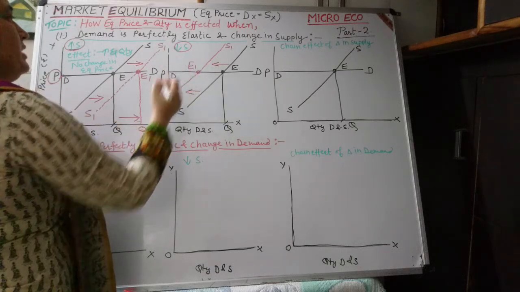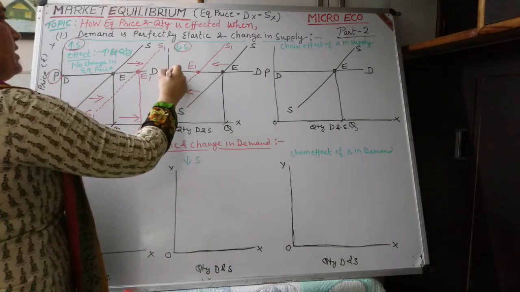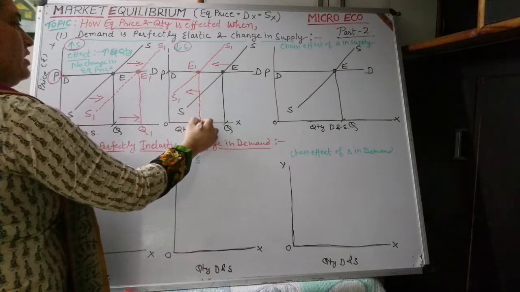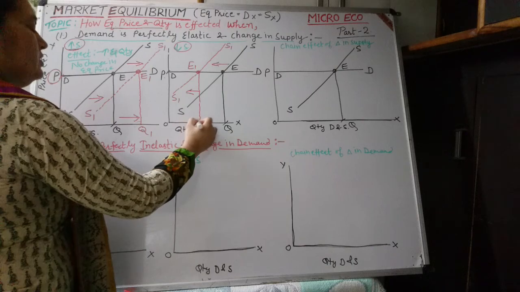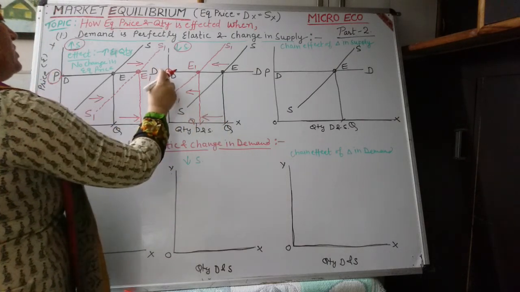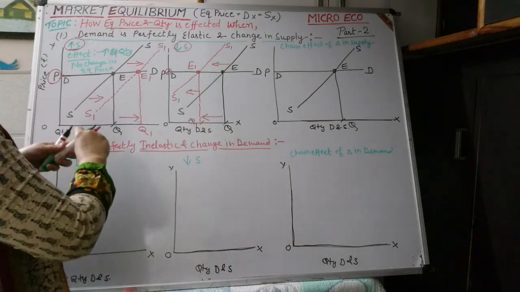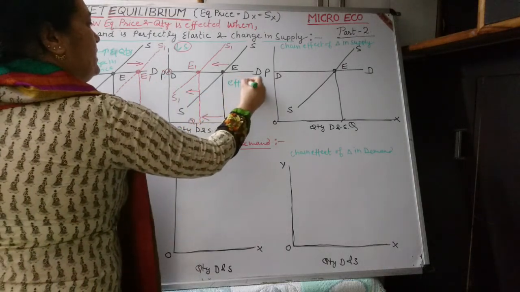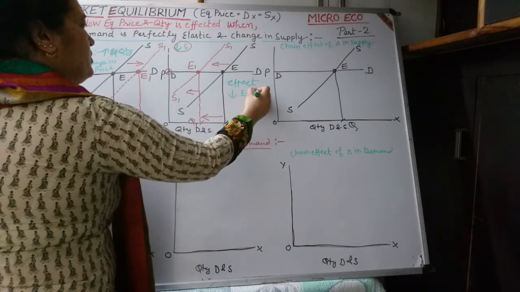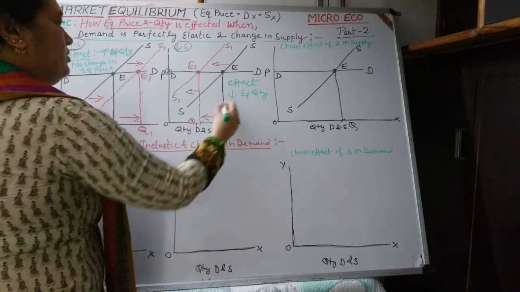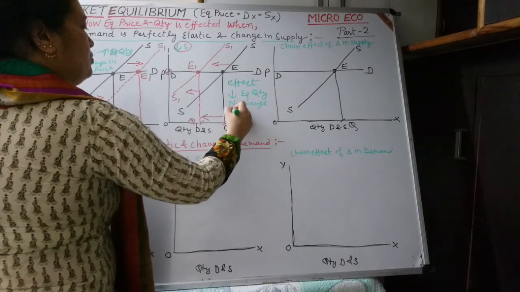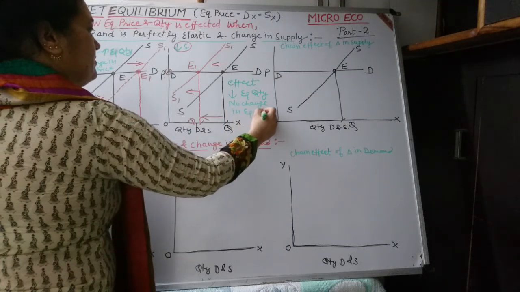The new equilibrium point will be E1. The new equilibrium price will be P1 and the new equilibrium quantity will be Q1. So there will be a decrease in equilibrium quantity, rather equilibrium price will remain the same as it is. So the effect will be a decrease in equilibrium quantity, and equilibrium price will remain the same, no change in equilibrium price.